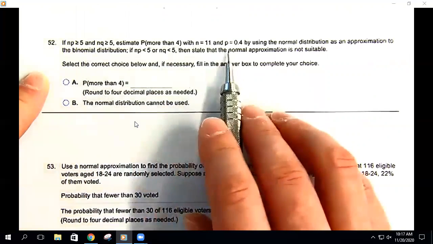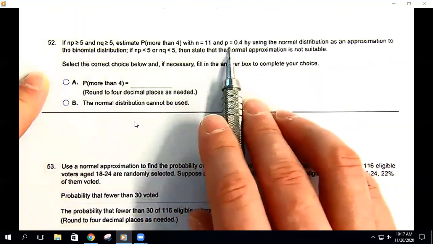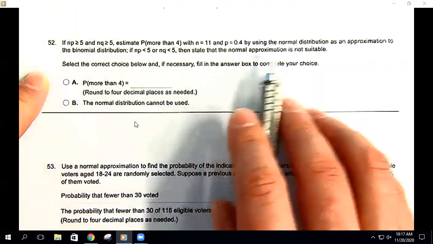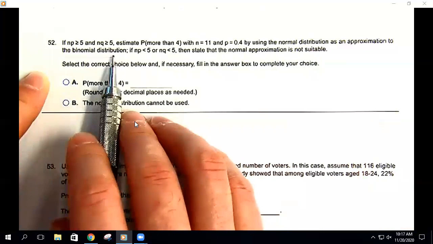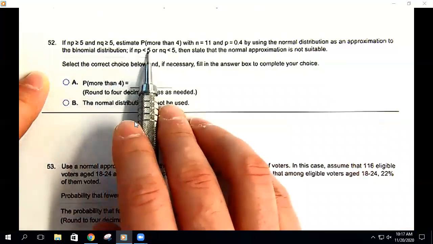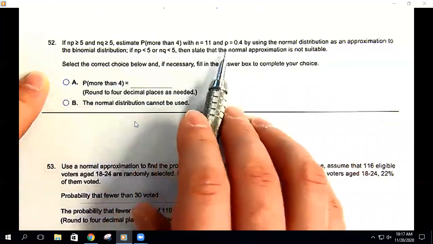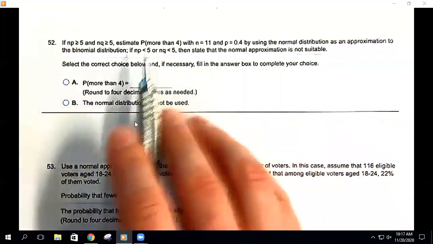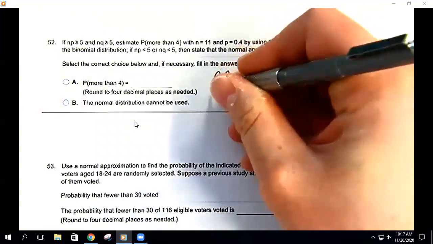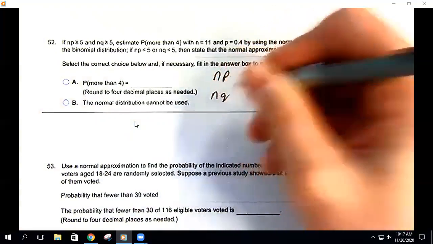Estimate the probability of more than 4 with n equals 11 and probability of success 0.4 by using the normal distribution as an approximation to the binomial distribution. If n times p is less than 5 or n times q is less than 5, then state that the normal approximation is not suitable. So this problem is pretty simple. We just have to take n times p and n times q.